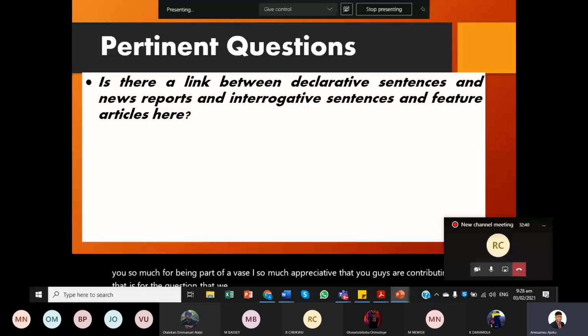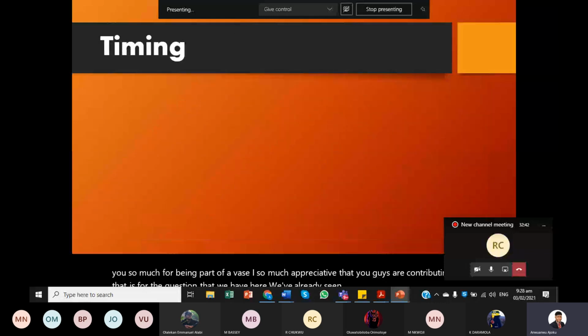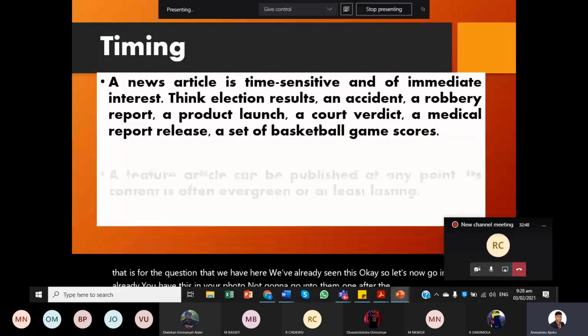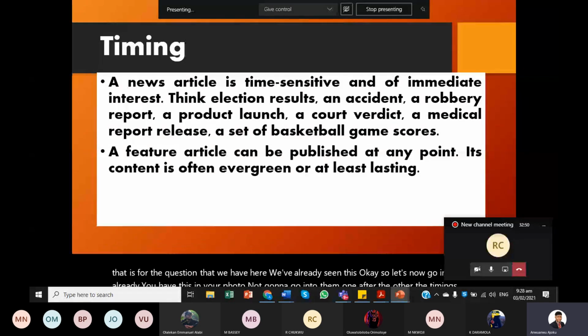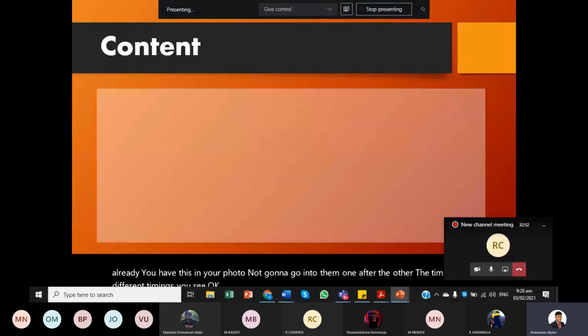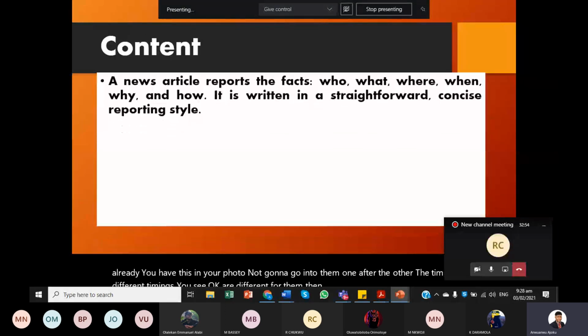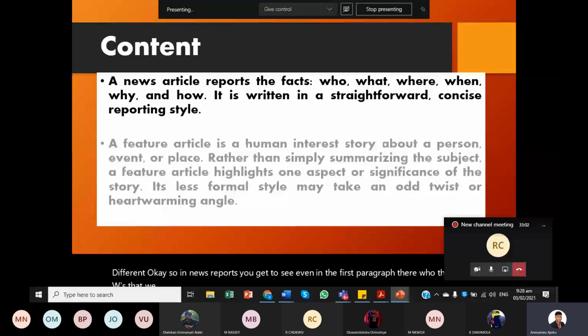We've already seen this. Okay, so let's now go into this. Already you have this in your folder. I'm not going to go into them one after the other. The timings you see are different for them. Then the contents are different. Okay, so in news reports you get to see, even in the first paragraph, the who, the 5 W's that we mentioned in the previous lesson.